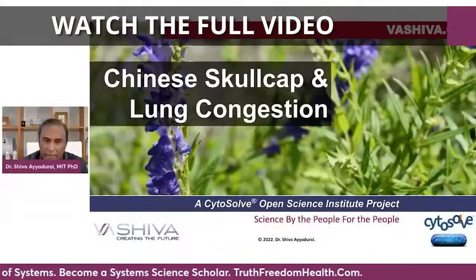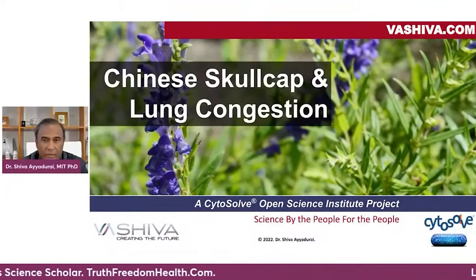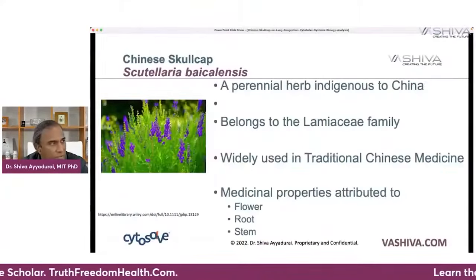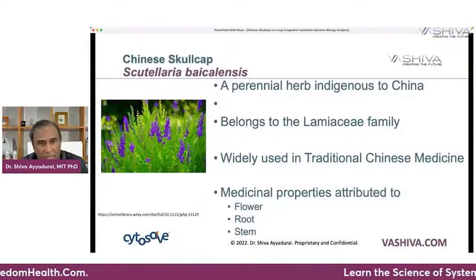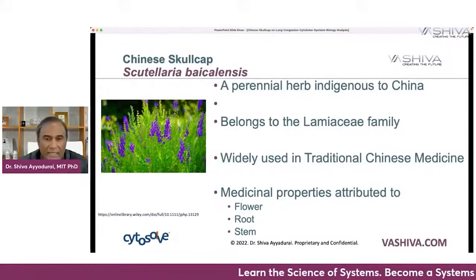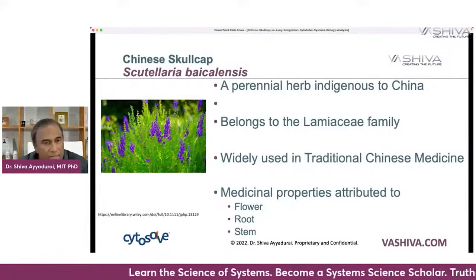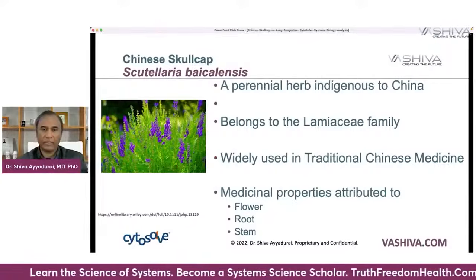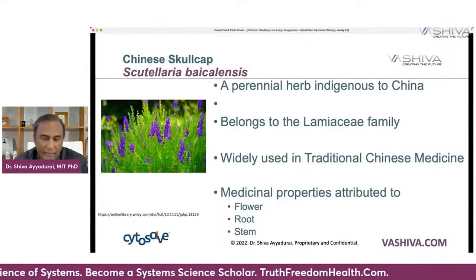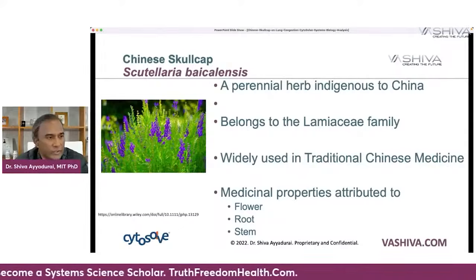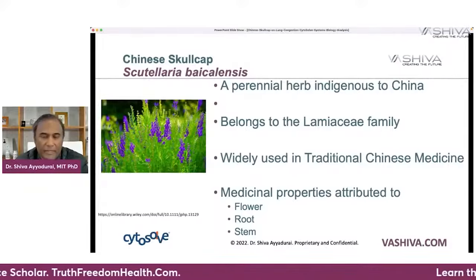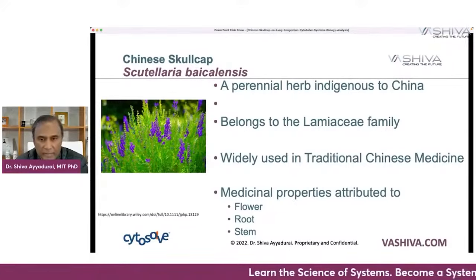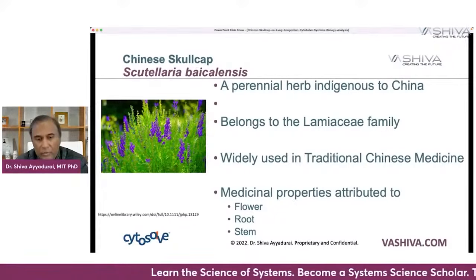We're going to continue that series on lung congestion today, but today we're going to be looking at another very interesting and powerful herb. It's a Chinese herb called Chinese skullcap. First of all, Chinese skullcap is called Scutellaria baicalensis. It's a perennial herb, indigenous to China, and it belongs to the Lamiaceae family, and it's widely used in traditional Chinese medicine. The properties attributed to its benefits are the flower, the root, and the stem.